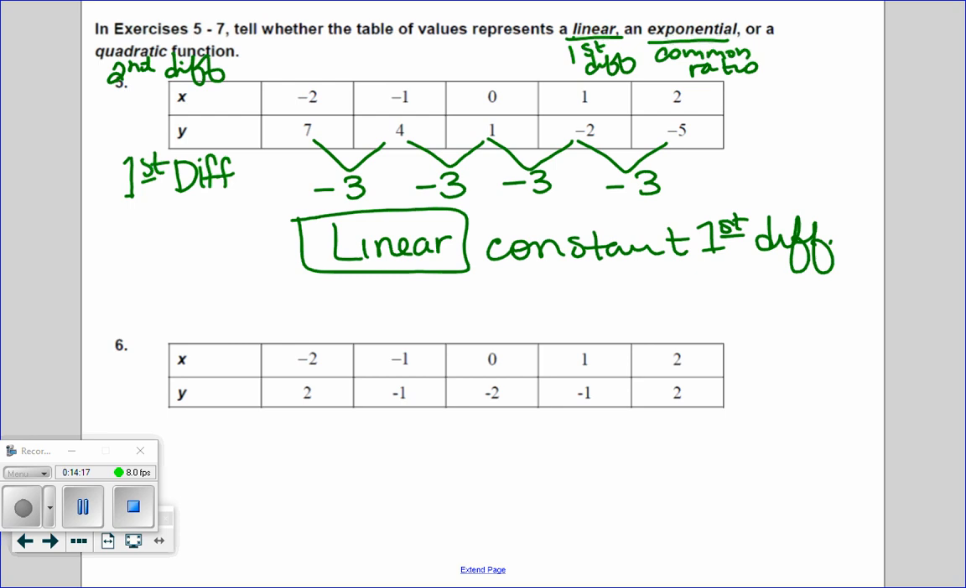All right, so that's why. All right, let's try number 6. Same thing. We're going to look at the pattern in the y's. The x's are going up at a constant rate, so that's fine.